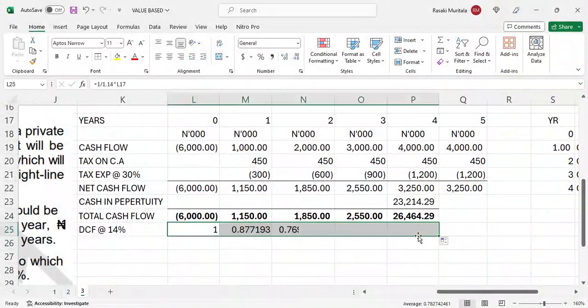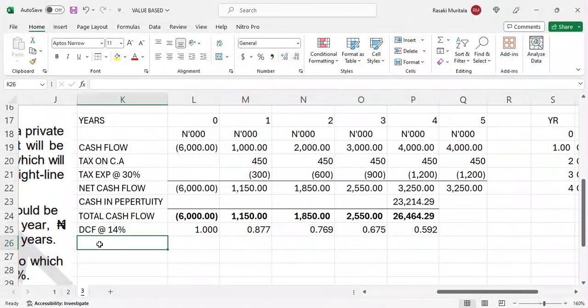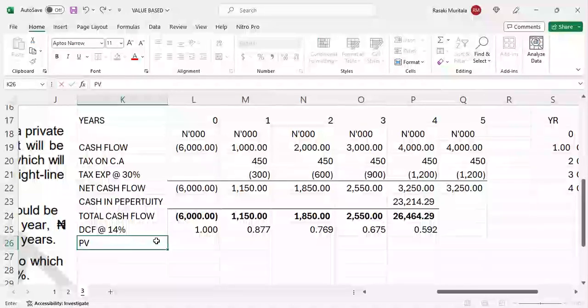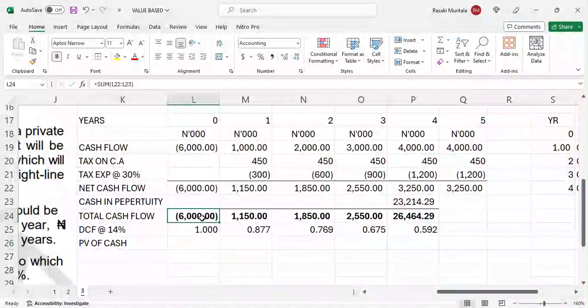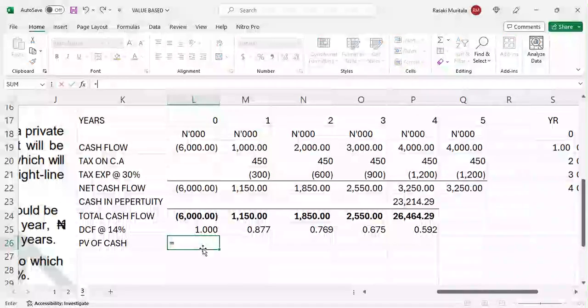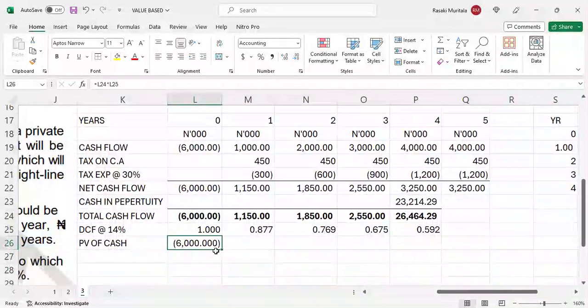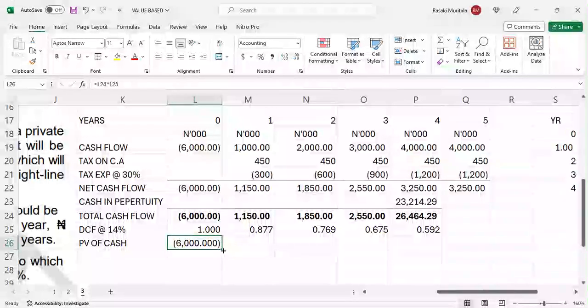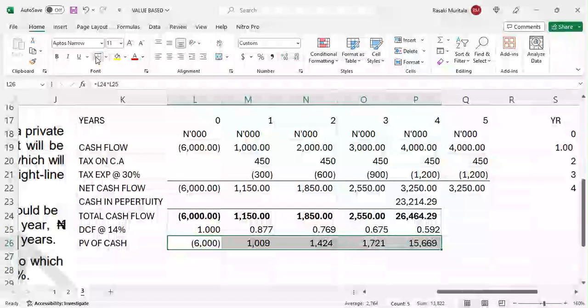If I drag it down, it calculates the discounting factor for each year to the nearest 4 or 3 decimal places. So I can now have the present value, the PV of cash flow. The present value of cash is now going to be this multiplied by this, that is 6 million times the discounting factor. I can drag that down and take it to the nearest 2 decimal places.